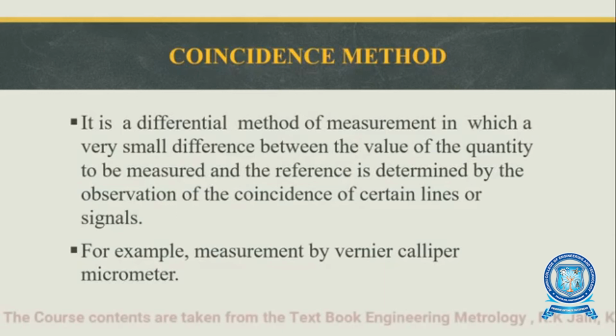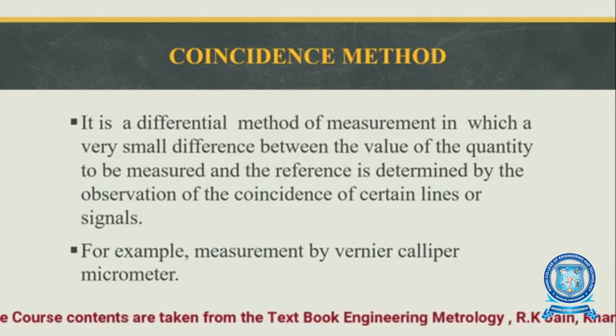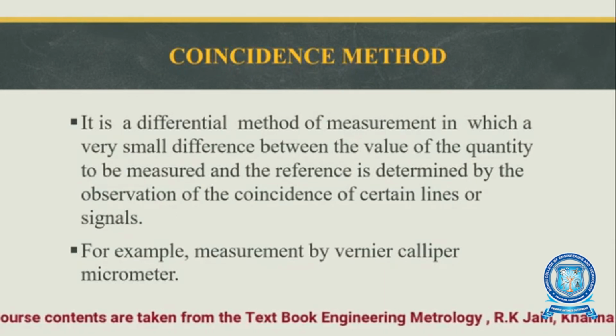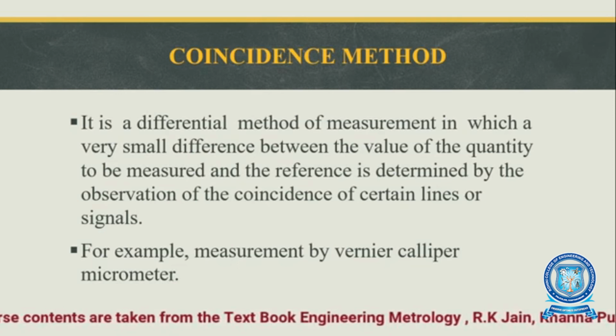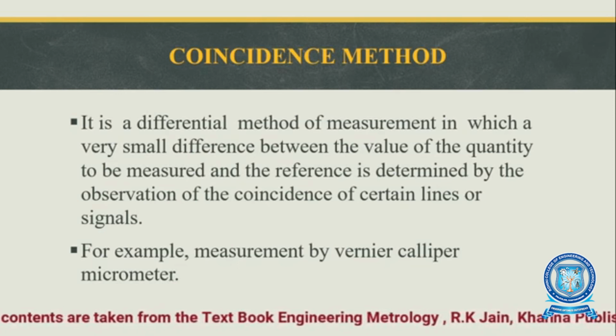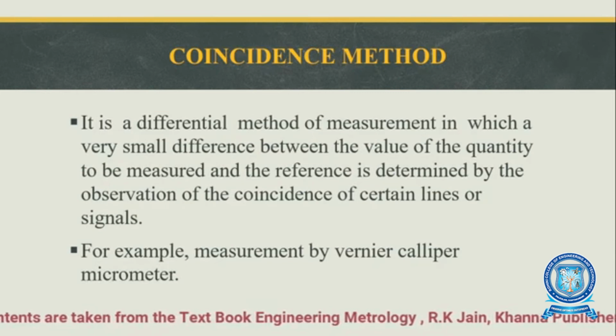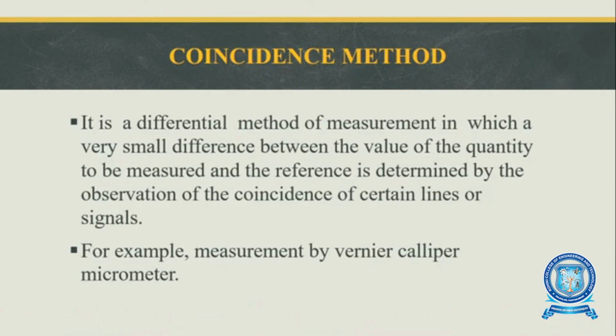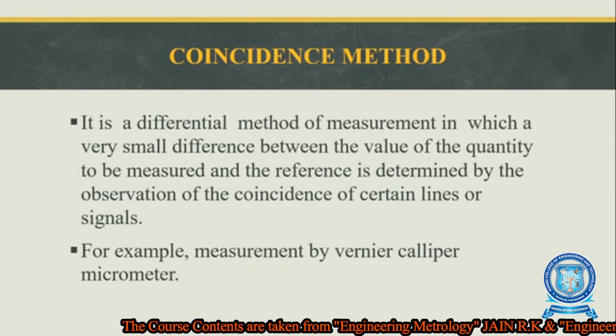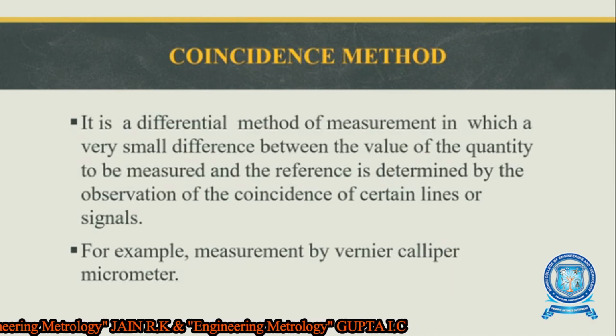Then the next one is the coincidence method. It is a differential method of measurement in which a very small difference between the value of the quantity to be measured and the reference is determined by the observation of the coincidence of certain lines or signals. For example, measurement by vernier caliper and micrometer.